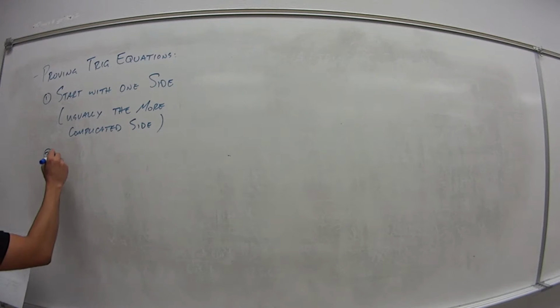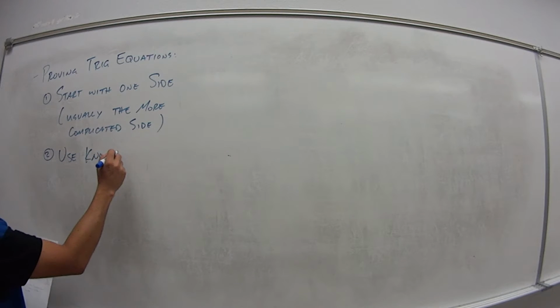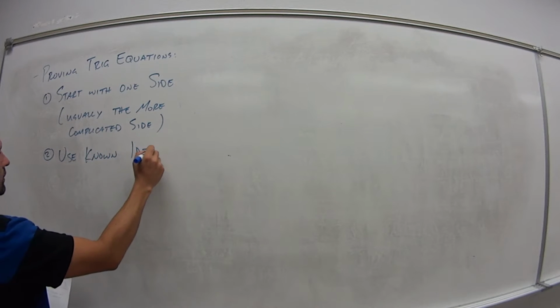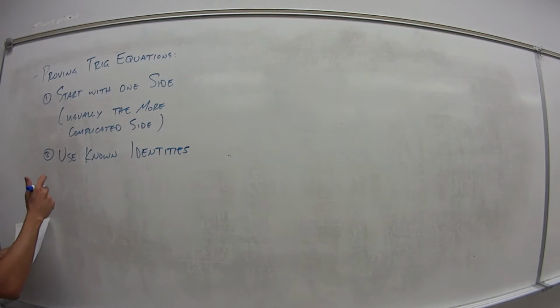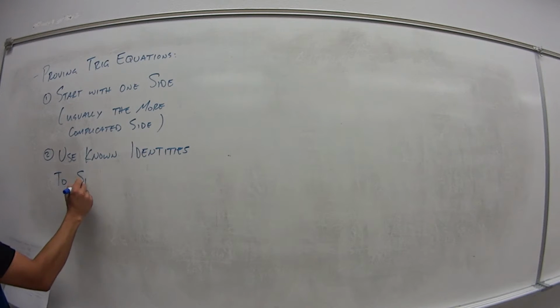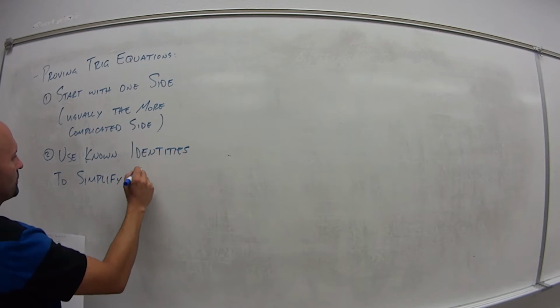The second one is we're going to use known identities. So that's what we had at the start of video 1 for 7.1. We're going to use our known identities to simplify the expressions.